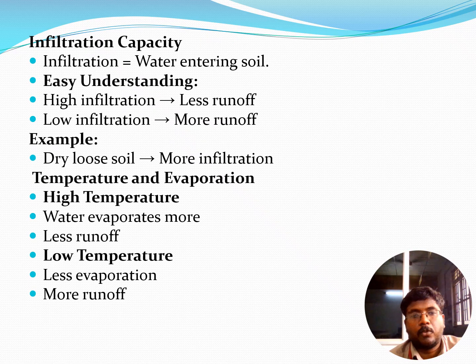Next we see about the infiltration capacity. Infiltration capacity is defined as the maximum rate at which the soil can absorb water at any given time. For example, there are two different types of infiltration rates: high infiltration rate and low infiltration rate. In a high infiltration rate, less runoff is estimated. In a low infiltration rate, more runoff is estimated.